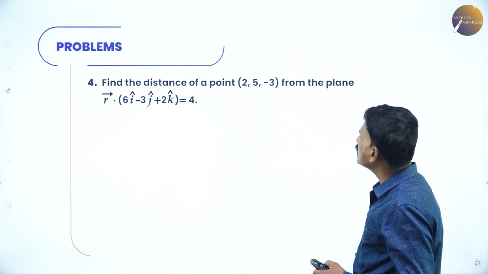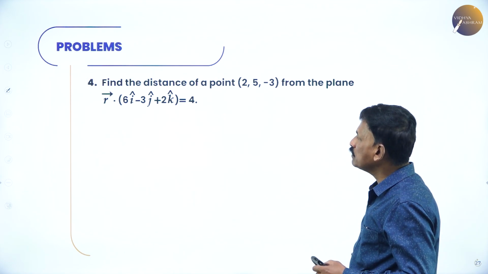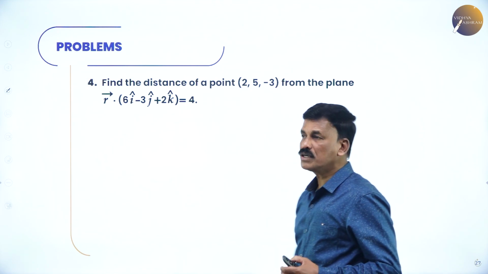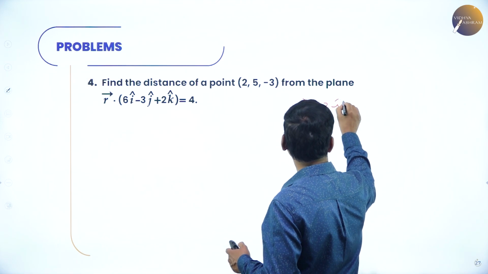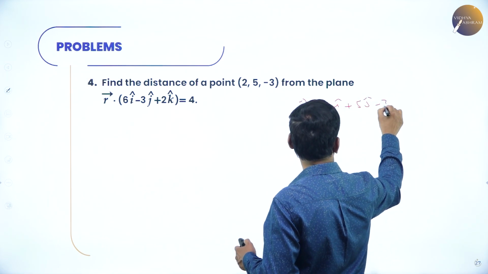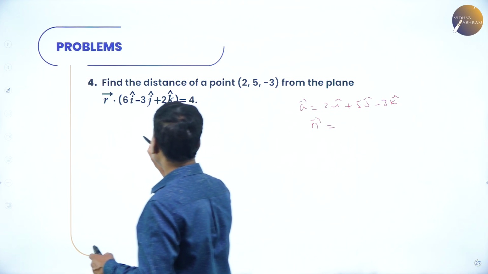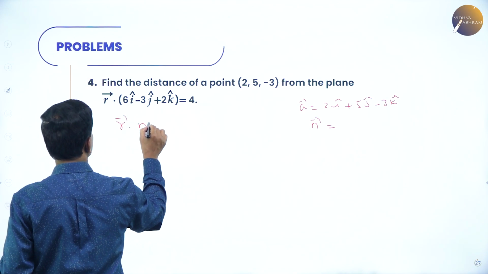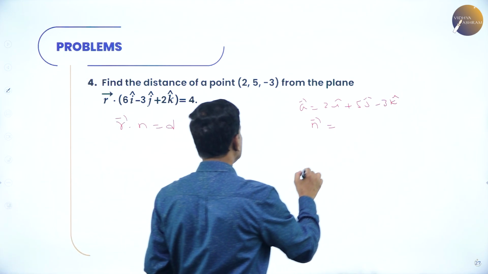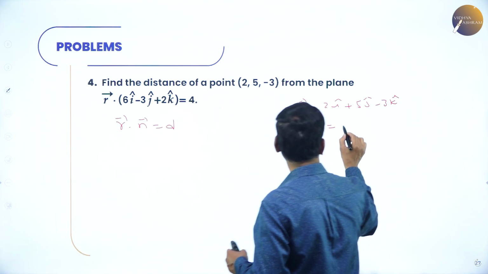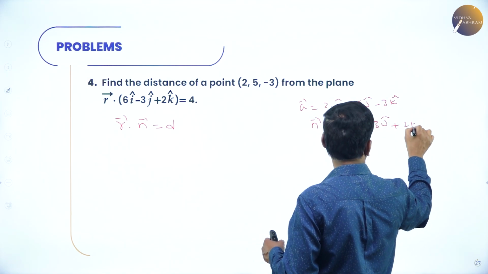Next, find the distance of the point (2, 5, minus 3) from the plane r dot (6i minus 3j plus 2k) is equal to 4. Now, what is given here? The point a is given. a is equal to 2i plus 5j minus 3k, and r dot n, vector n is given. This is r dot n is equal to d. Now, what is n here? Vector n is equal to 6i minus 3j plus 2k, that's it.